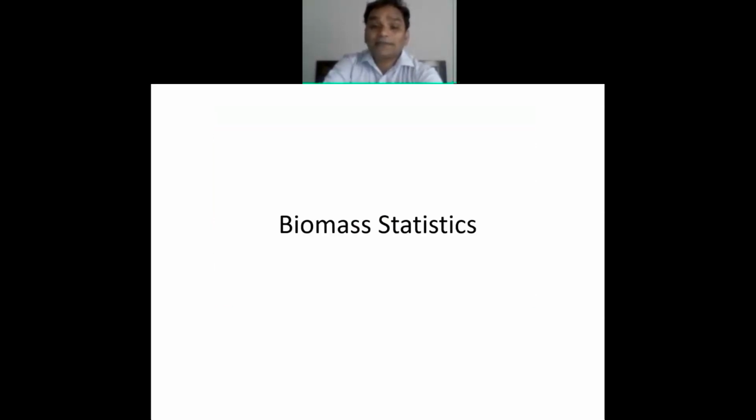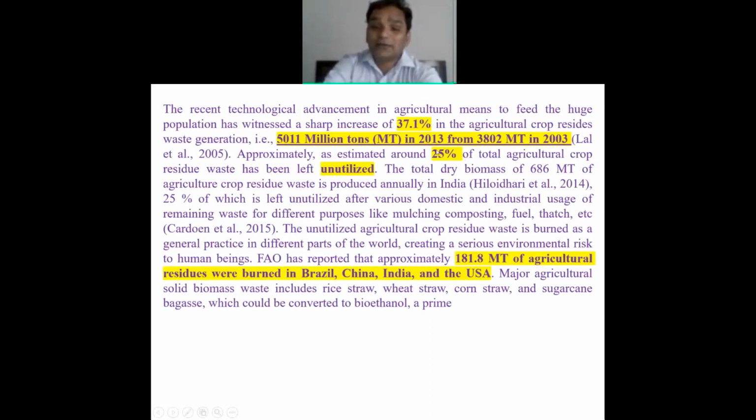So, biomass statistics up to this time, this is recent data which I've gathered from research papers: 5011 million tons in 2013 compared to 3802 million tons in 2003. That is the growth of biomass which has been generated, right? And 25% of this whole biomass is getting unutilized. Approximately 1.8 million ton of agricultural residues were burned in Brazil, China, India, and USA collectively. So you can imagine the quantity, a huge quantity, going to waste and again polluting the environment.